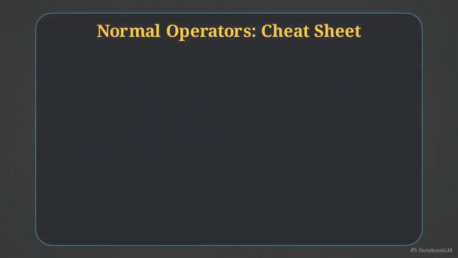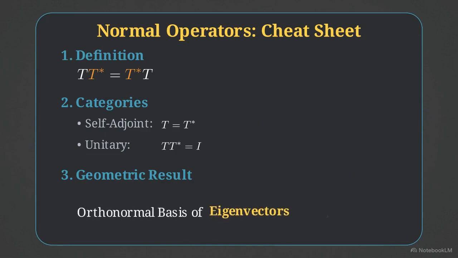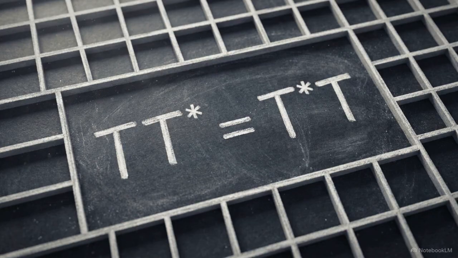Let's summarize the 3 core properties on a quick cheat sheet. First, the definition. T is normal if and only if it commutes with its adjoint. Second, the categories. The normal family directly includes both self-adjoint and unitary operators. And third, the geometric result. Normality ensures you can construct an orthonormal basis consisting entirely of eigenvectors. Mastering this single commutative property provides the structural foundation for the most efficient transformations in linear algebra.